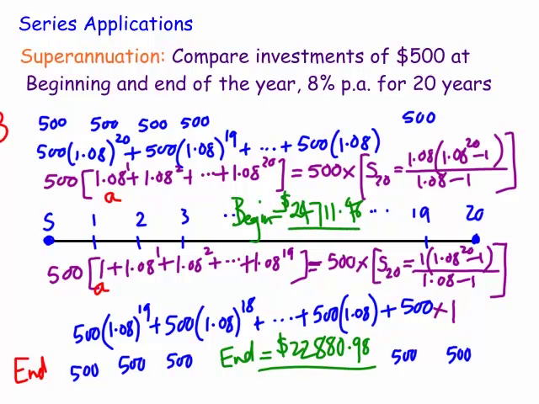You can see there's about, I think I worked it out, about $1,830 difference between putting it in at the beginning and at the end of the year. You can see that the series are very similar, just that the first term is 1.08 for the beginning and just 1 at the end.